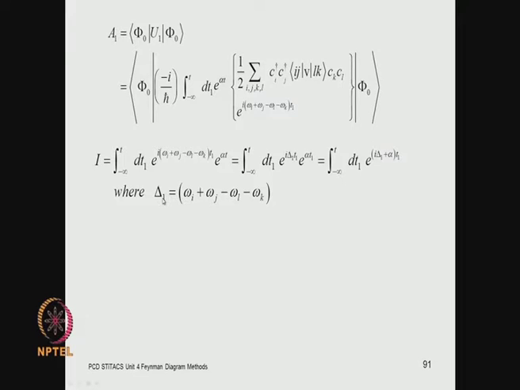So, these 4 terms include a sum and difference of these omegas with appropriate indices. This is what I write as delta 1, and this time integral now is just the integral from minus infinity to t of e to the I delta 1 plus alpha t1. Now, this is a very simple integration.